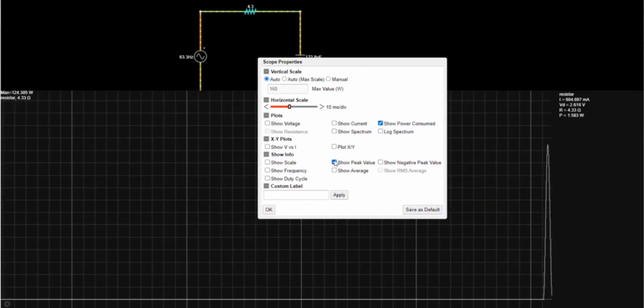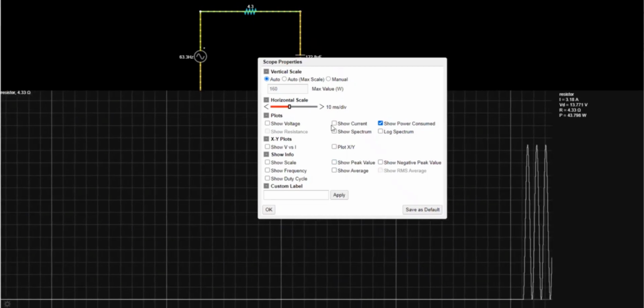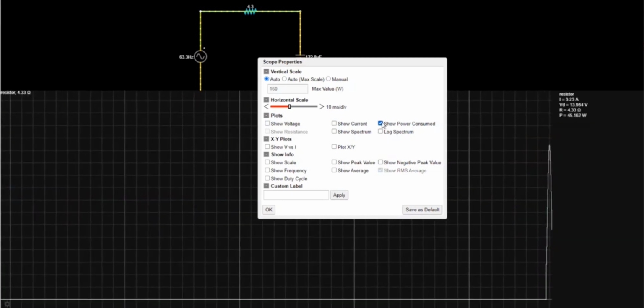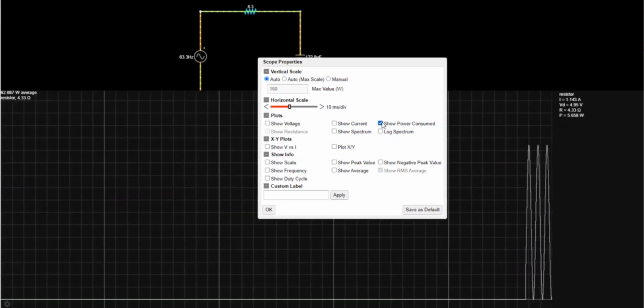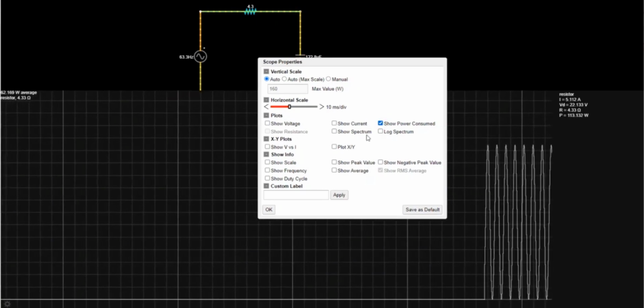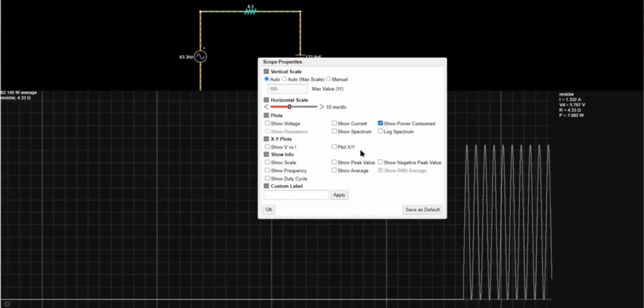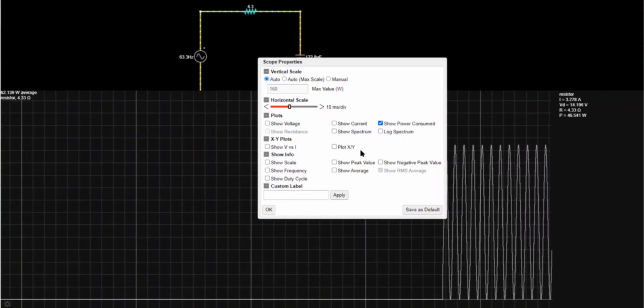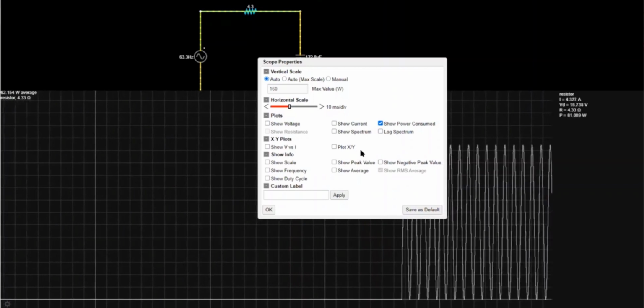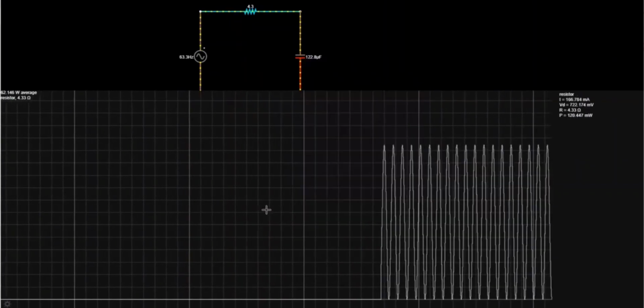Not that. Hang on one second. RMS value. Power consumed. Okay. So the only box we're checking in the properties is show power consumed. Everything else is blank. All right, so say okay.